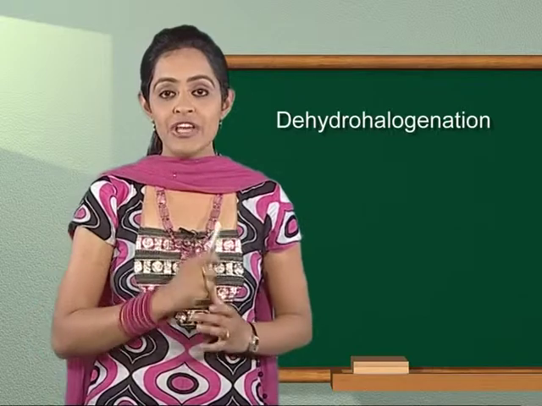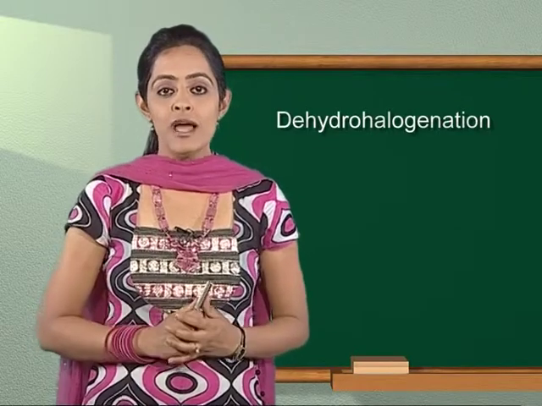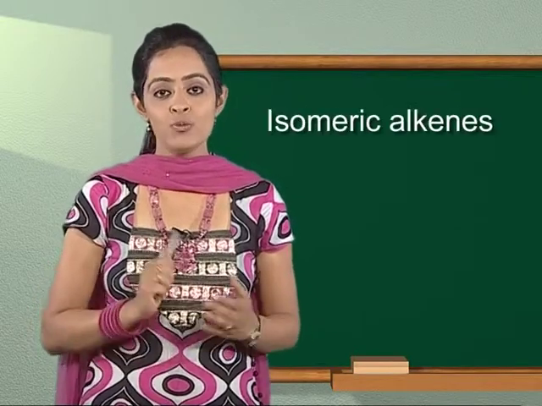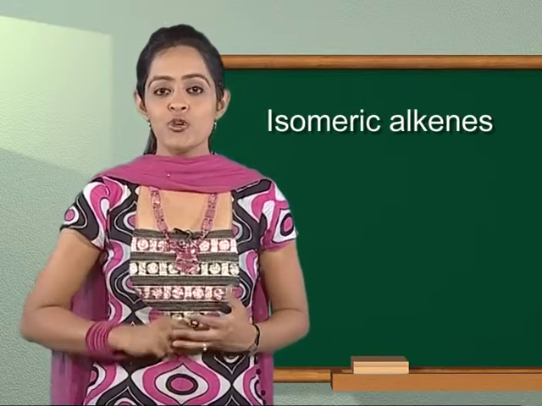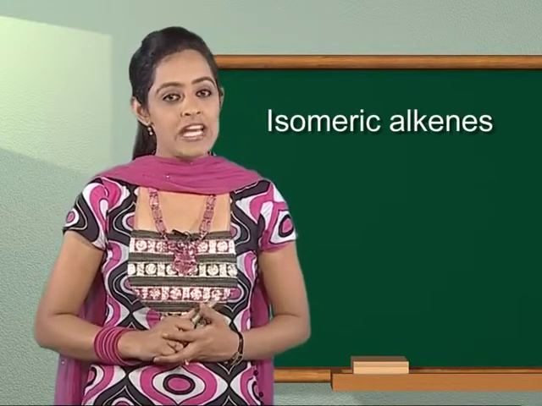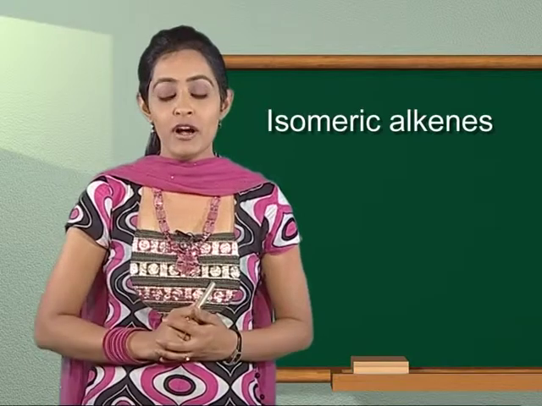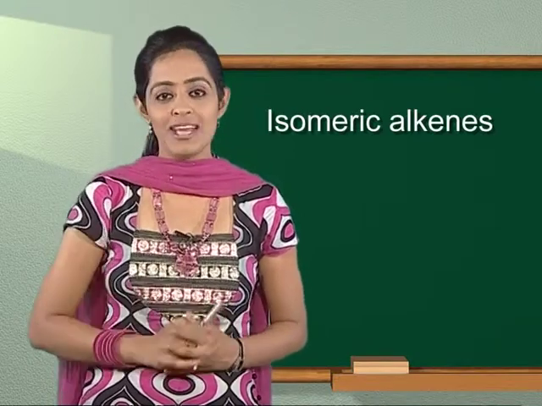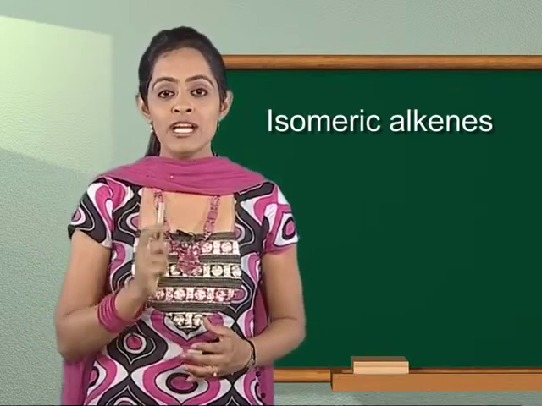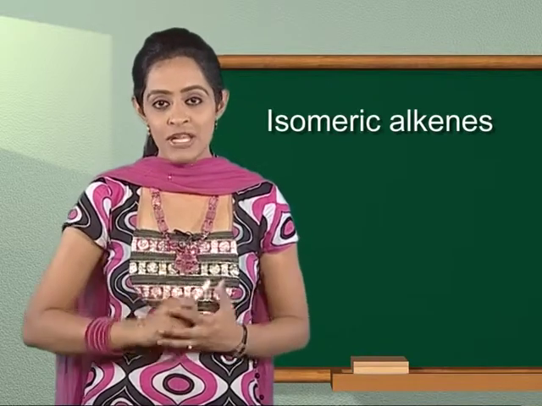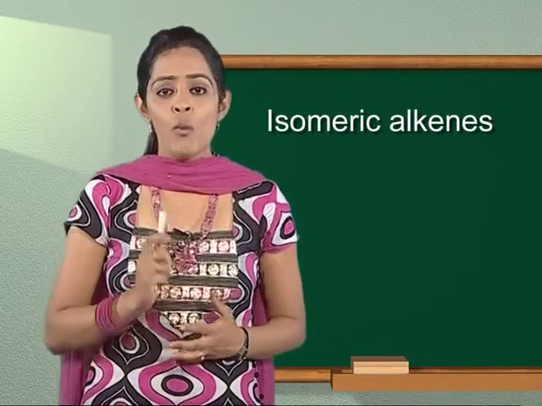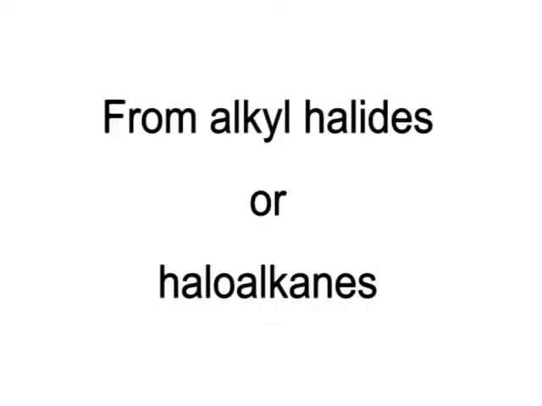Dehydrohalogenation, as we have seen, often yields a mixture of isomeric alkenes. Children, can you tell me, in such a case, which isomer, if any, will predominate, which will predict the orientation of elimination on the basis of molecular structure? From alkyl halides or haloalkanes.